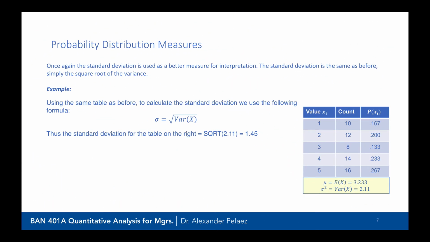Now, the standard deviation is used again as a better measure for interpretation than the variance, and it's the same as it was in previous slides. It's simply the square root of the variance. So all we need to do is take the square root of the variance calculated on the previous page, which was 2.11, and we get 1.45 as the standard deviation.